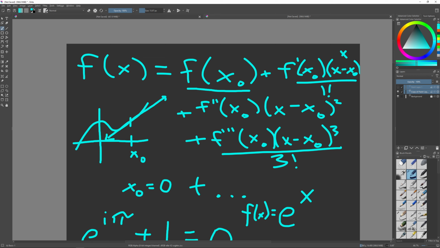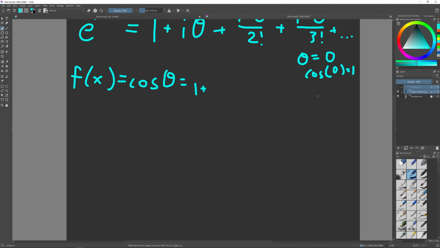And this will be, again... I'm getting a little confused. But now, the derivative here is going to be negative sine. That's the derivative of cosine. And we're going to plug in a 0, and we get 0. So the next term vanishes.